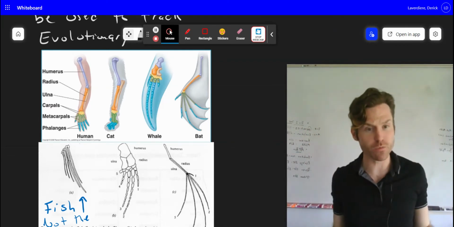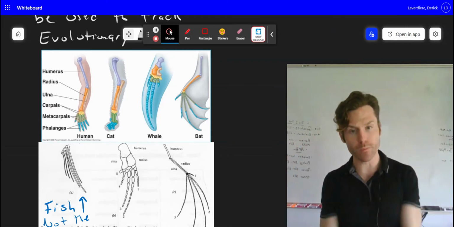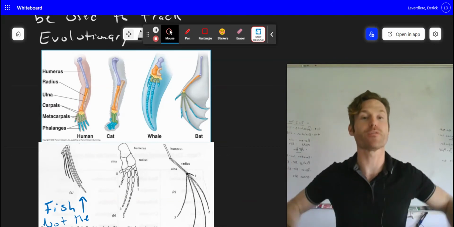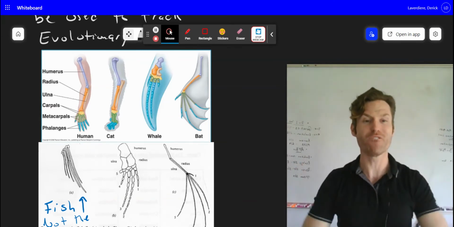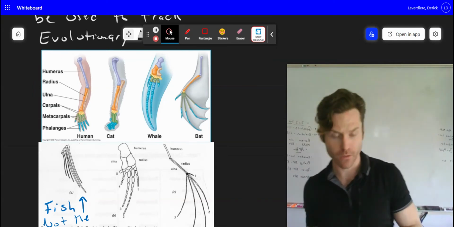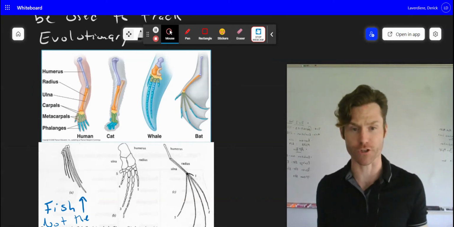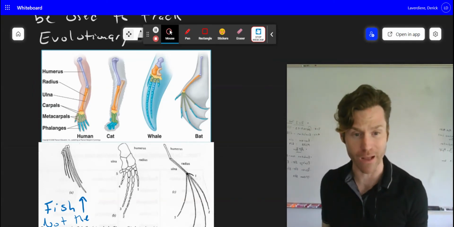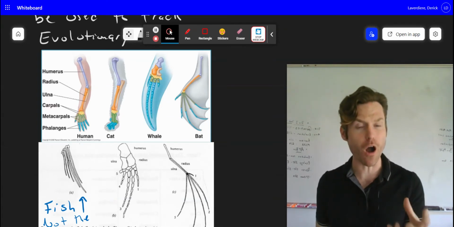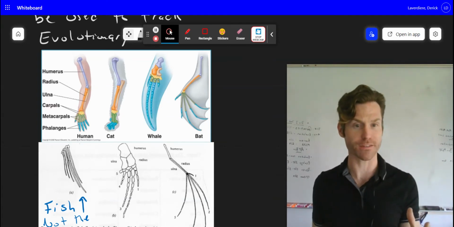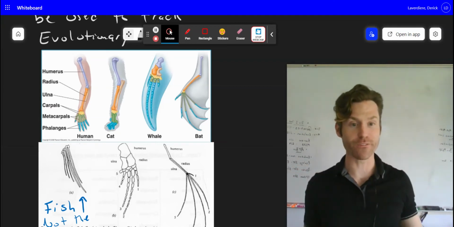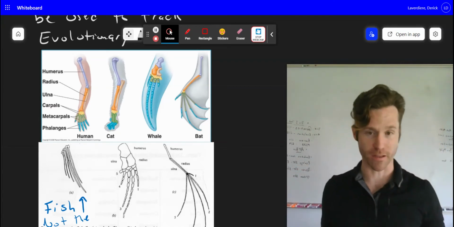Whale arms are for swimming, right? Swim, swim, swim. And bat arms are for flying, right? For very different functions. But if we look at the bone structure of all of these mammalian arms, we can see that we all have the same bone sets. So vastly different functions, very same bone sets.